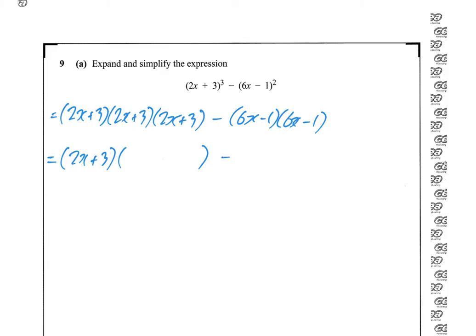I'm going to multiply the second double pair of brackets. So 2x times 2x is going to give me 4x squared. 2x times the 3 is going to give me 6x. 3 times the 2x is going to give you 6x. And 3 times the 3 is going to give you 9. Over here, I'm going to have 36x squared minus 6x plus 1. I'm rushing through this here.